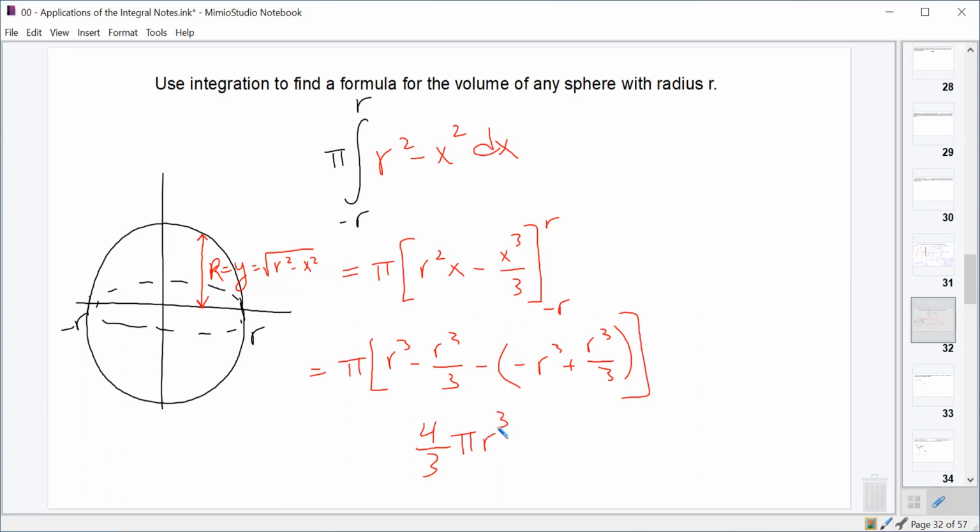And multiplying it by the pi gives us the volume formula for a sphere that we should be familiar with already. So, nice little trick to prove the volume of the sphere is 4/3 pi r cubed.